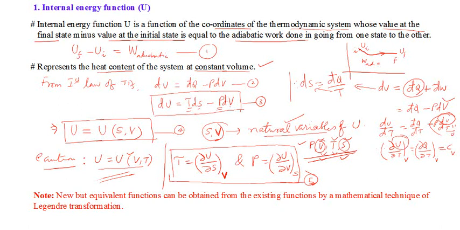How do we get this equation number 5? This is what I have done. Look at dU, look at equation number 3. See what I'm doing: initially, I'm keeping volume constant.